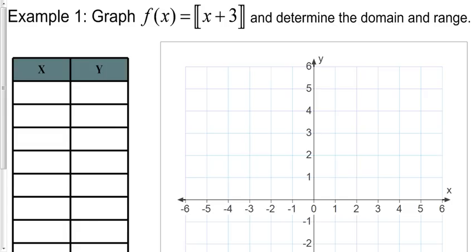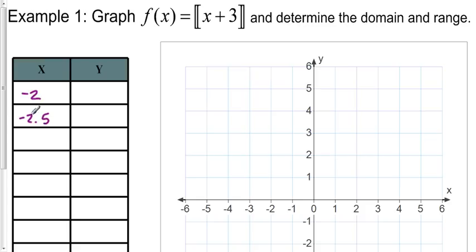Let's try graphing one of these. I'll show you in class tomorrow how to use your graphing calculator, but for today, let's do it by hand. So we're graphing f of x equals the greatest integer of x plus 3, and then we're going to determine the domain and range once we have our graph drawn. Okay, so I'm going to start by picking some x values to plug in. I'm going to plug in some negatives and some positives, and also some decimals so I can show you how those are graphed.